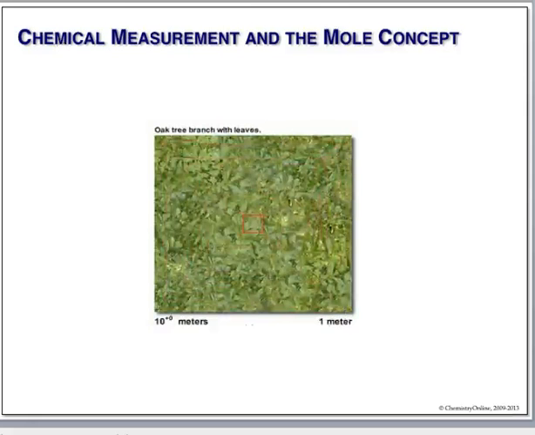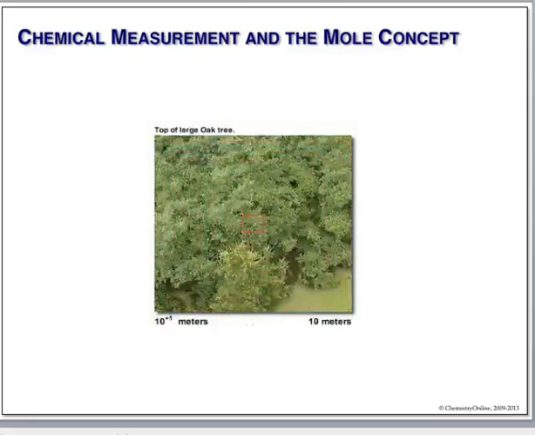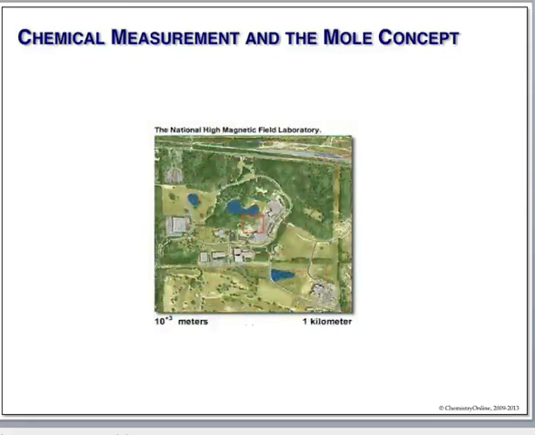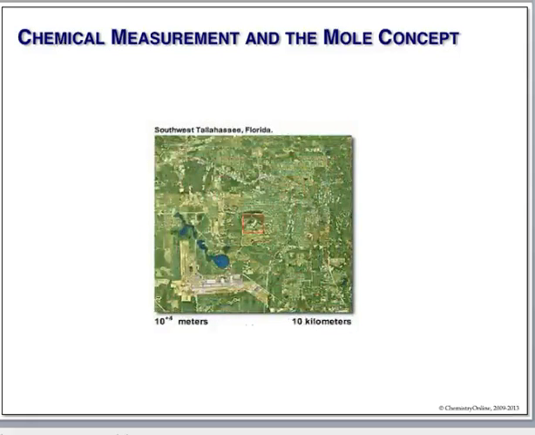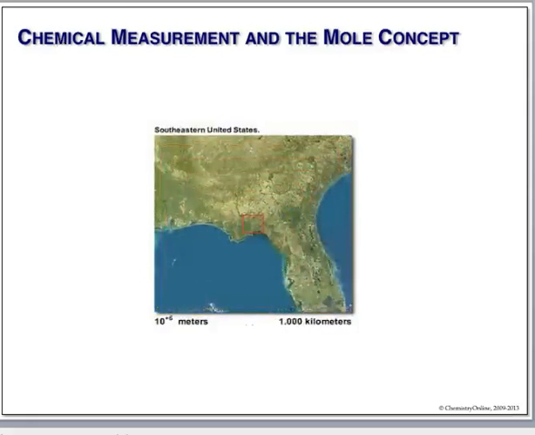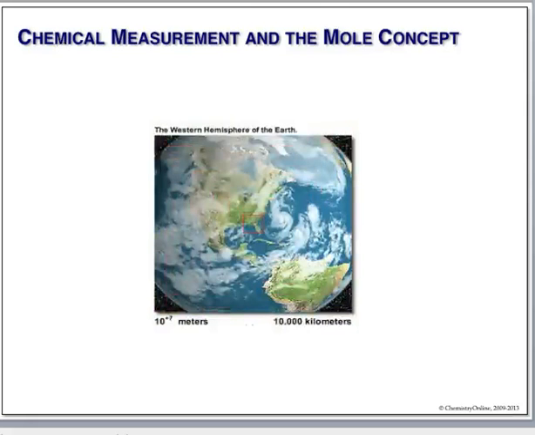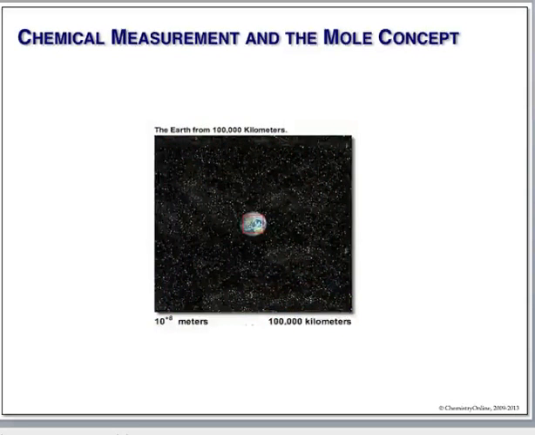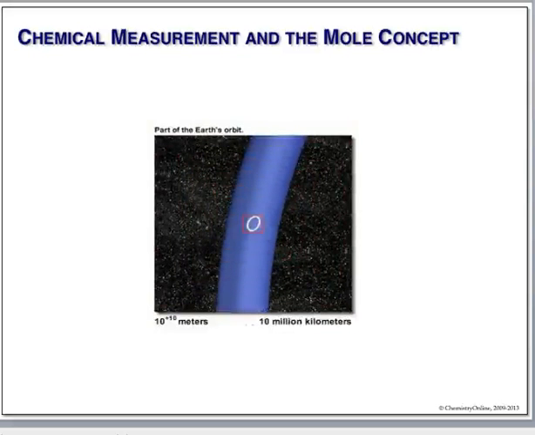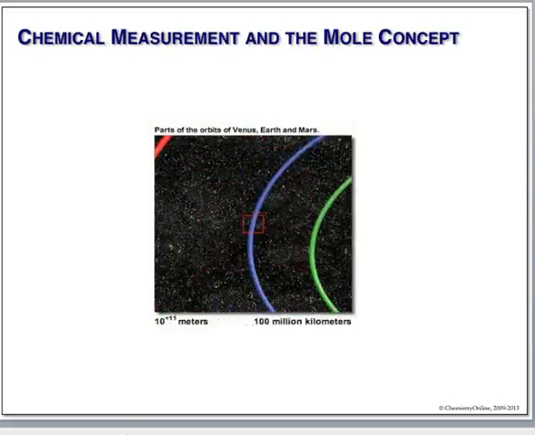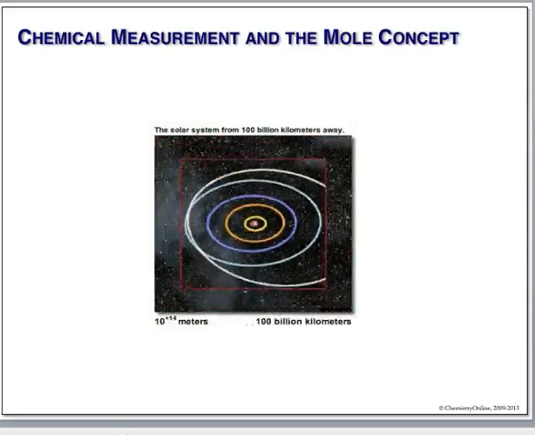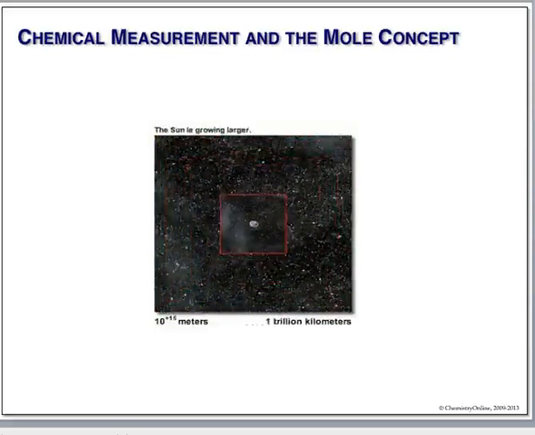All right, now you can see it's a bunch of leaves, or you can see it's a tree now. There's a tree in a parking lot or somewhere. Oh, we're in Florida. We're at 10 to the 7 now. There's the Earth. Here's the orbit of the moon. Here's our orbit around the sun. Oh, and there's the sun. There goes our sun.